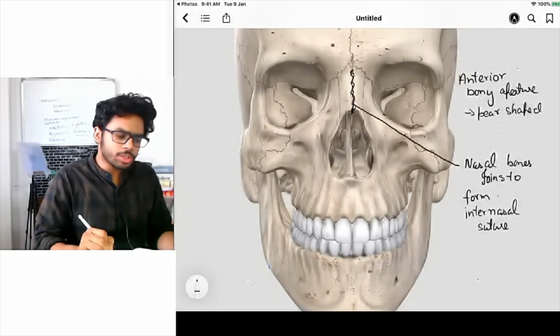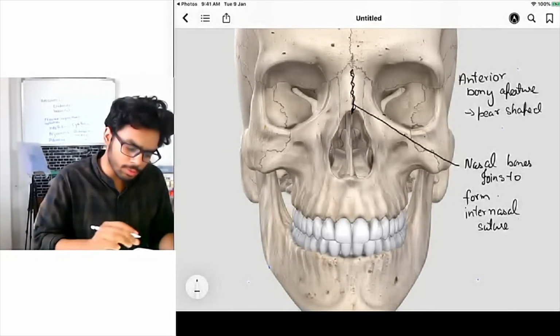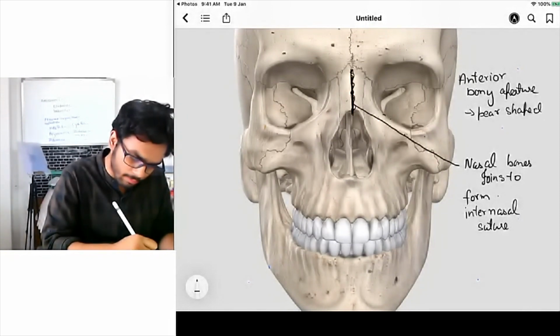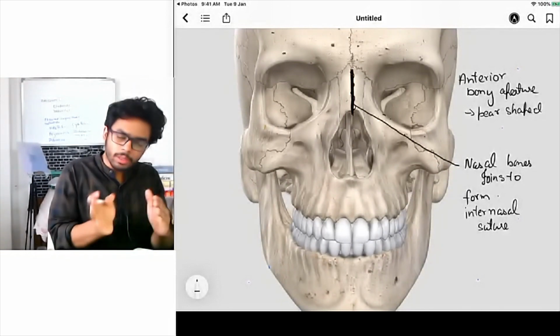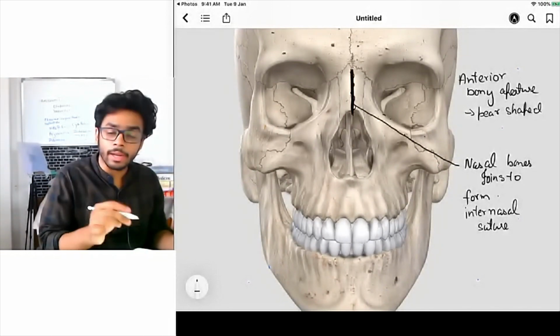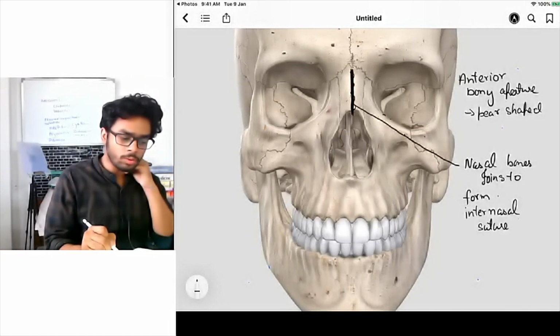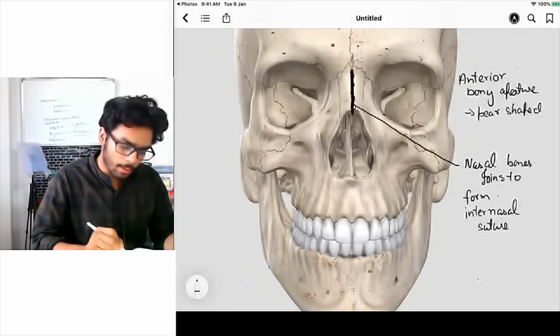While posteriorly there is articulation with the frontal process of maxilla, which we cannot see in this diagram. Here on the anterior side of this aperture we have this internasal suture, but on the back side, when you remove the nasal bones, you can see how the nasal bones articulate posteriorly with the maxilla.